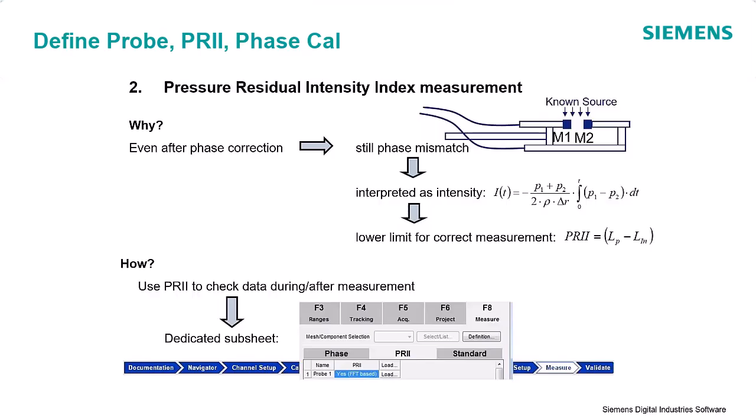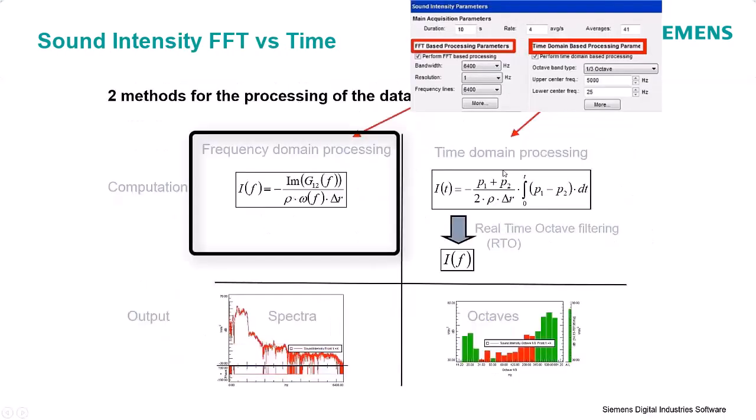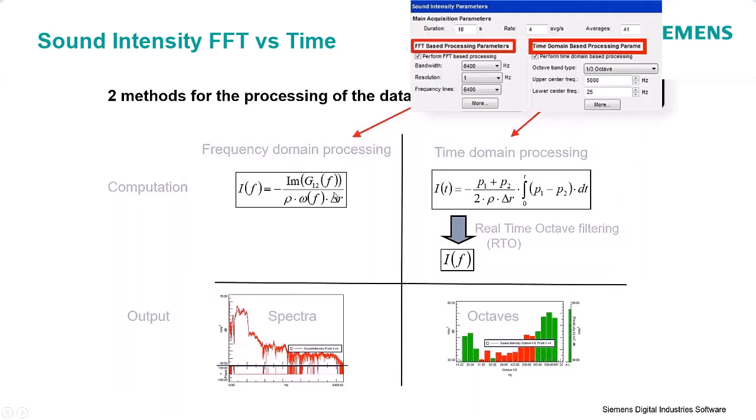During intensity measurement, you want to make sure that your measured intensity is between this lower limit, which is determined by the pressure residual intensity index, and the upper limit, which comes from the sound pressure measurement. You can do the processing FFT based, in the frequency domain, or in the time domain. Both options are available within the Testlab software.